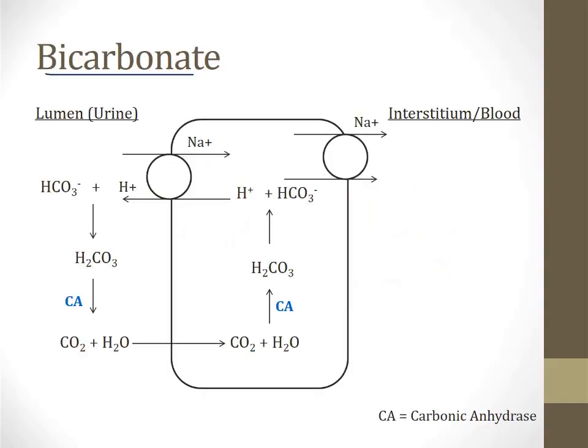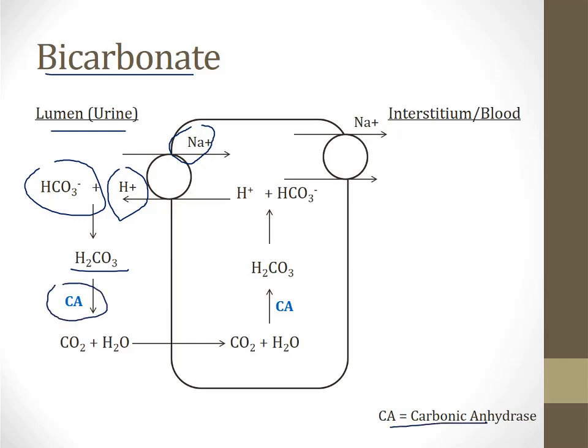The way this is done in the proximal tubule is through an antiporter of sodium and hydrogen ions. These hydrogen ions go out into the lumen or the urine where they combine with bicarbonate to form H2CO3. There is then an enzyme present in the kidneys called carbonic anhydrase, a very important enzyme, which can convert H2CO3 into carbon dioxide and water, which can then enter cells in the proximal tubule.